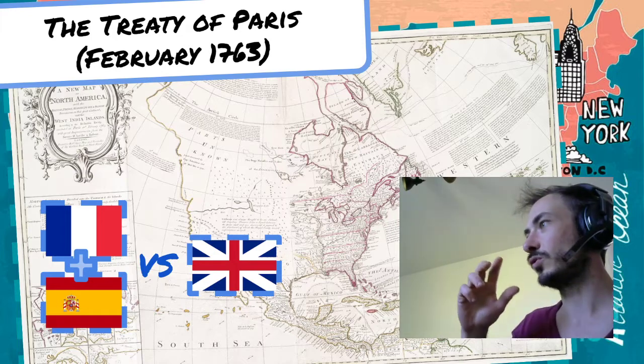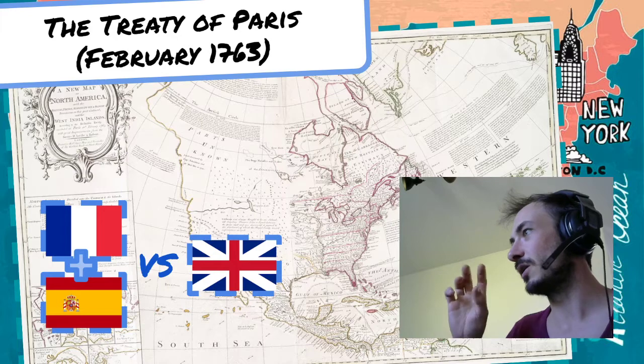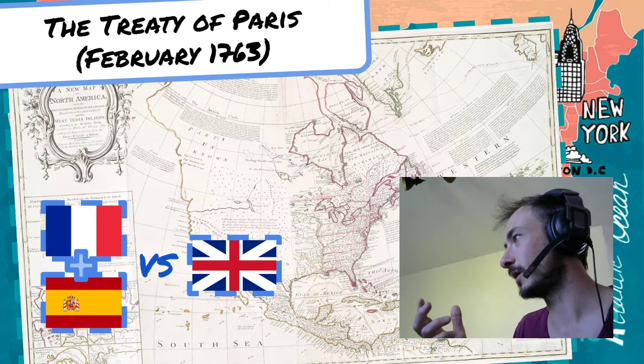Durant cette guerre, il y a un front aux États-Unis d'Amérique. Nous, c'est ça qui nous intéresse parce que c'est ça qui amène à la révolution. Mais ils se battent aussi en Russie, ils se battent aussi en Europe. C'est presque la Première Guerre mondiale en fait.